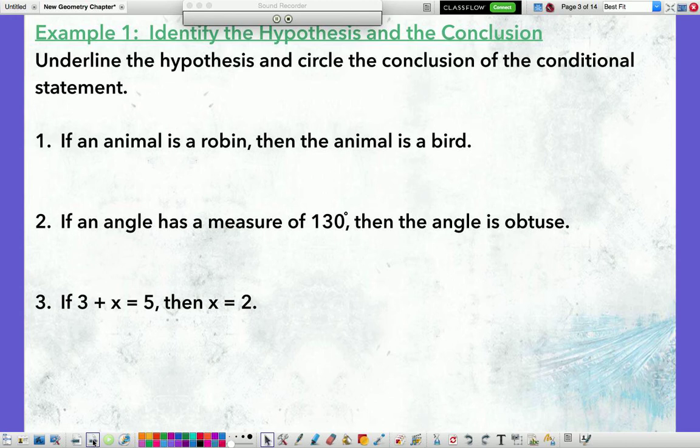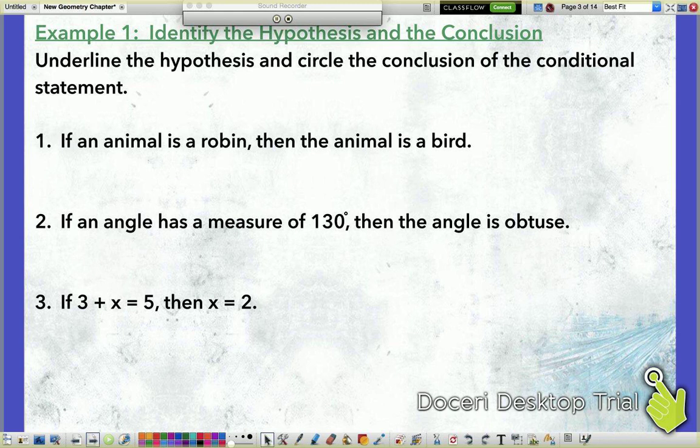All right, so we're going to identify the hypothesis and the conclusion. We're going to underline the hypothesis and we're going to circle the conclusion. Now, a lot of times kids circle the word if with the hypothesis. Okay, that's actually not part of the hypothesis. Okay, so if an animal is a robin, then the animal is a bird.